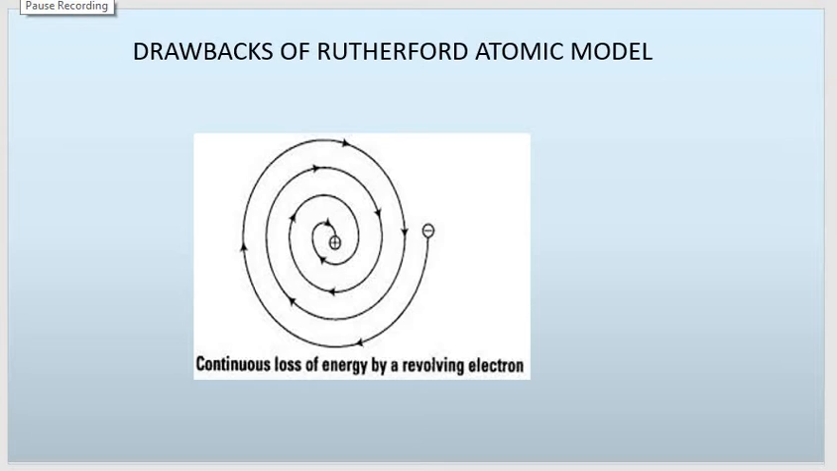Rutherford's atomic model could not explain the stability of the atom. An electron revolving around the nucleus should continuously lose energy. As a result, it should be gradually pulled towards the nucleus and end up colliding with it. If this should happen, then the atom would collapse. So, this is the main drawback of Rutherford atomic model.